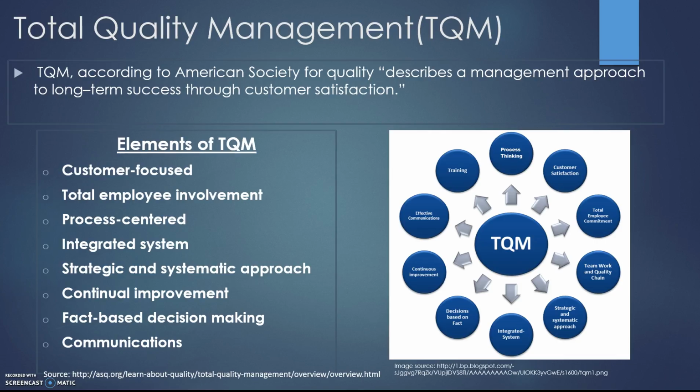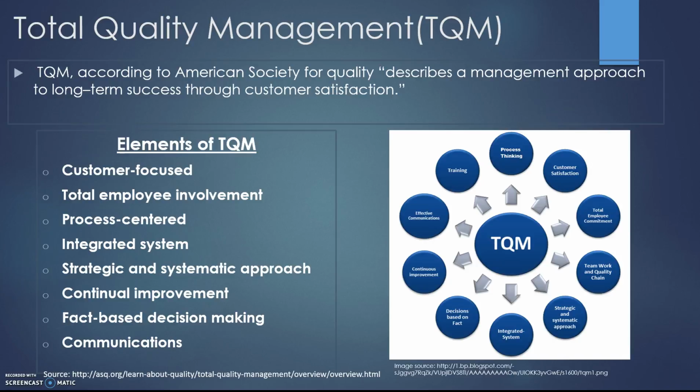A second approach, or really more of a philosophy, is total quality management. And according to the American Society for Quality, total quality management describes a management approach to long-term success through customer satisfaction. It is an approach for continued and continual improvement, which utilizes a strategy. It utilizes data and effective communications to integrate the quality into a culture within an organization.